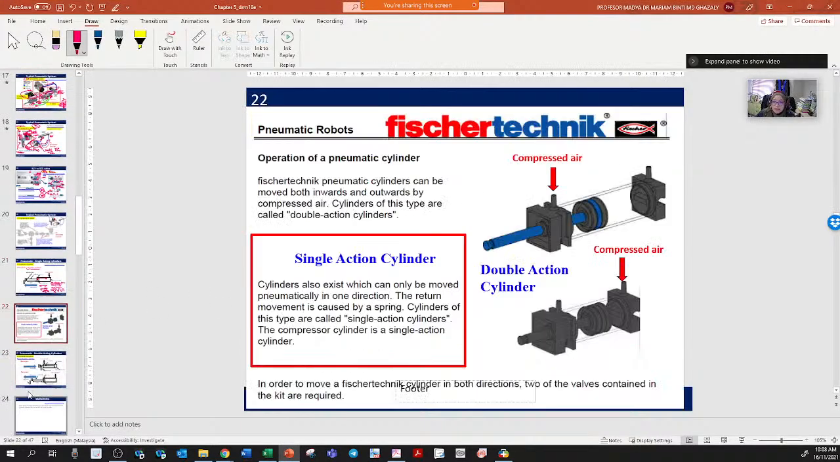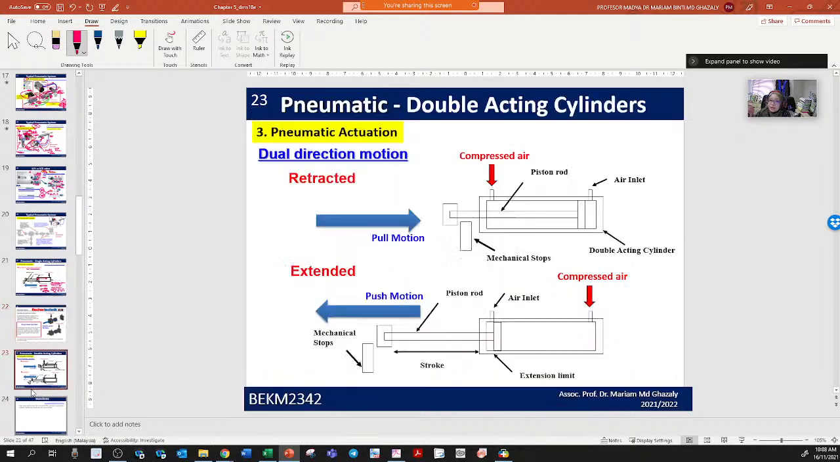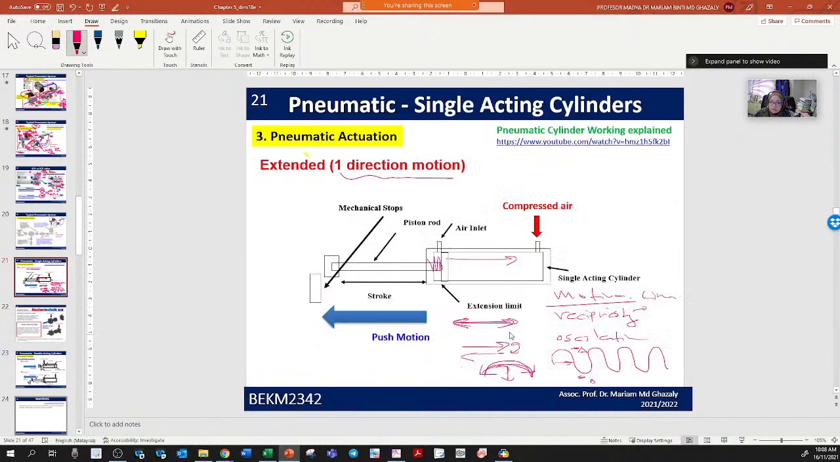A double acting actuator has two ports that you can control, and you control them through the signal to the control valve. You have compressed air that can be inserted at both ports. For the single acting cylinder, there is only one port that you give compressed air into, and the other port is where the air goes out.